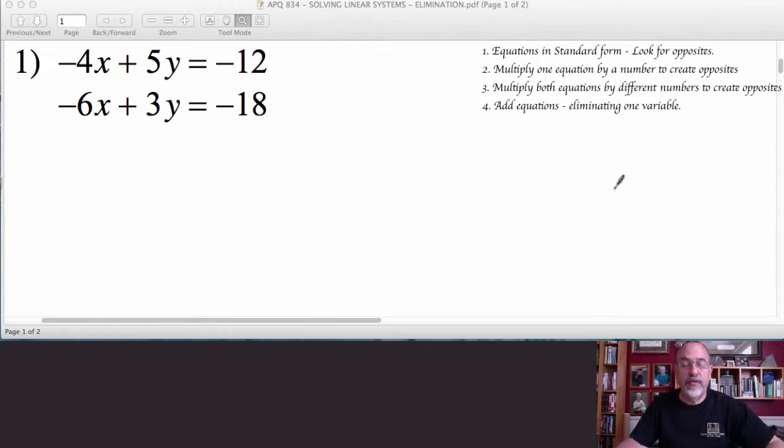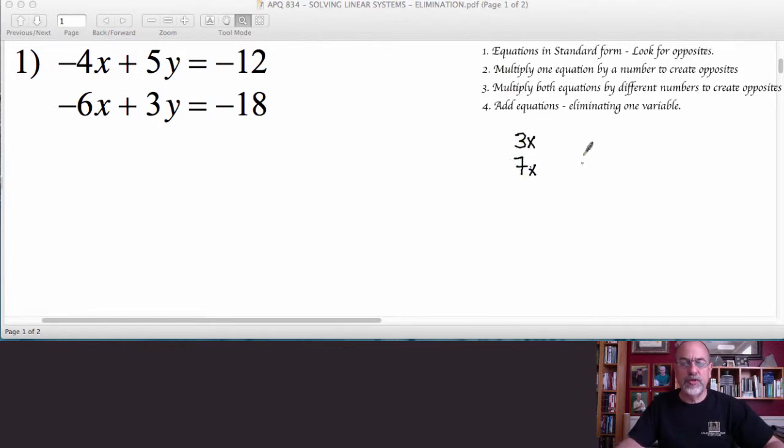The easiest way to do that is to simply multiply each equation by the coefficient of the other. Now, that doesn't sound very clear, so let me give you an example. So let's say I'm looking at 3x and 7x. Now, I cannot multiply 3 by an integer and get a negative 7, and I cannot multiply 7 by an integer and get negative 3.